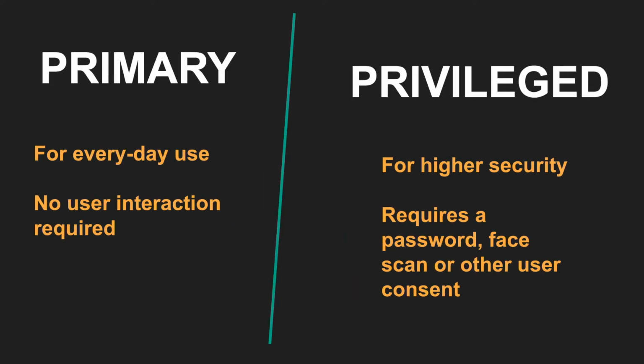Users have two kinds of keys. They have primary keys and they have privileged keys. The primary keys are for everyday use within apps and within websites to help protect user information and allow the secure exchanging of information that the user has with third parties and allow for it to remain protected. And no user interaction is required when you're using a primary key to perform an operation.